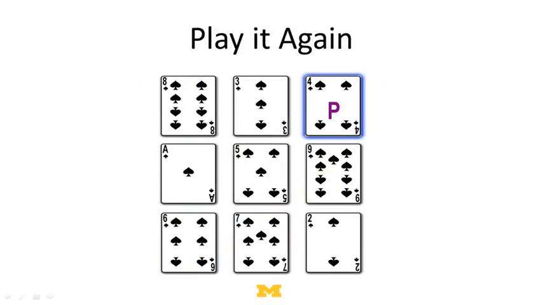Paul goes first and takes the 4. Doug goes next and takes the 5. Paul takes the 6, which is an odd choice because now he can't win.